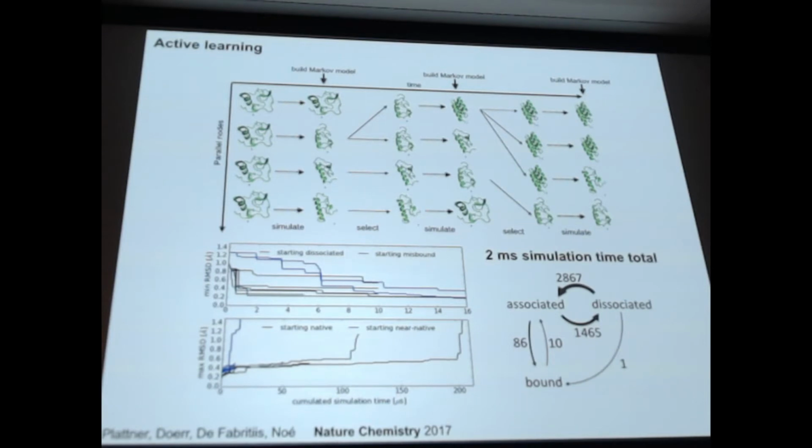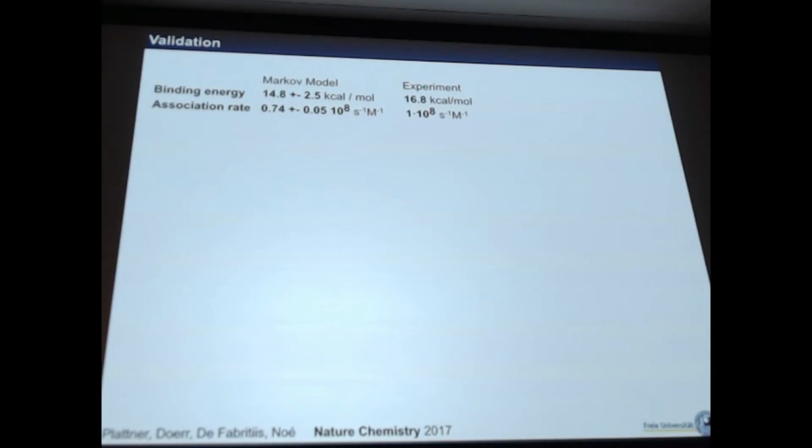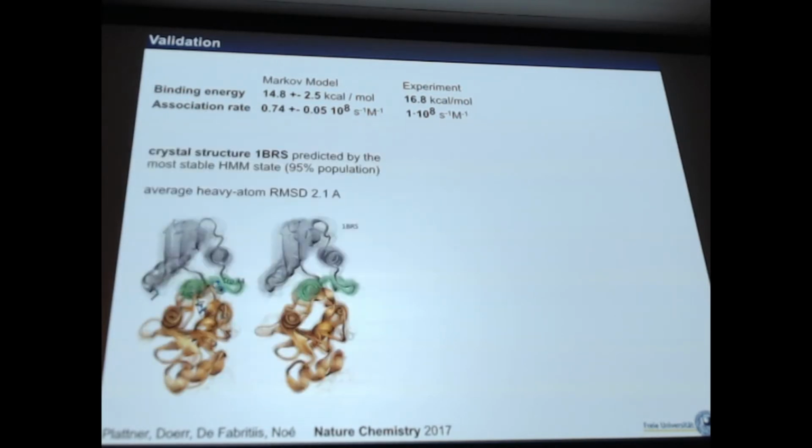Okay, so this way we collected basically lots of binding and unbinding and association-dissociation events and built a Markov model, a hidden Markov model in this case. So first of all, we can compute some quantities like the binding energy, the association rate. Association rate is very good. Binding energy is within the statistical error around the experimental value. This is a mutant, so it has slightly lower binding energy than the 18 kcal I cited earlier. But of course, the uncertainty here is really large. 2.5 kcal per mole, if you translate that to a rate, is a huge difference. Right? But I'll come to that.